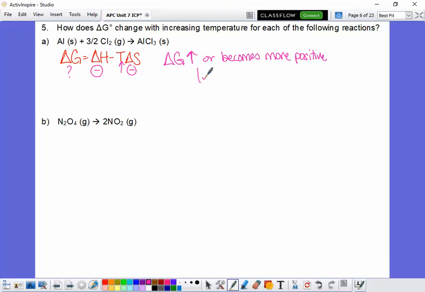So less favorable for this reaction. This reaction would be more favorable if we have a lower temperature. And remember we did number 4 last class that showed you that you could calculate the exact temperature at which it changes from being favorable to not favorable. And we'll do another one of those here in a little while. What about this next one? What equation do you think we're going to use? The same one.